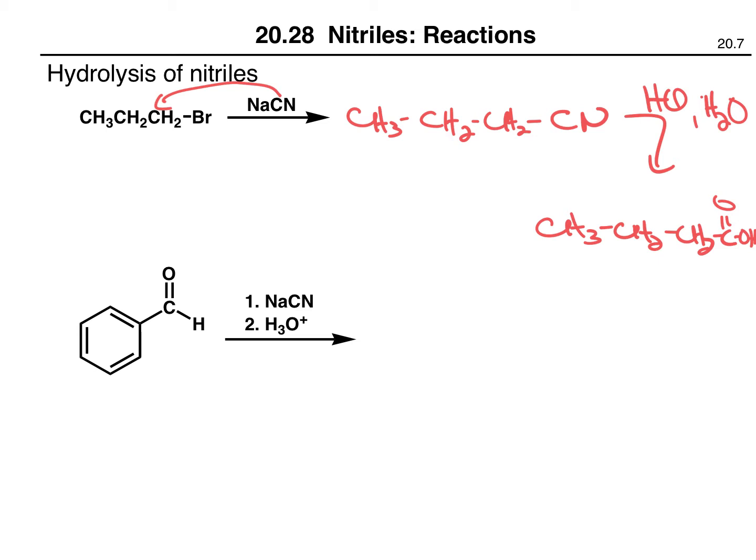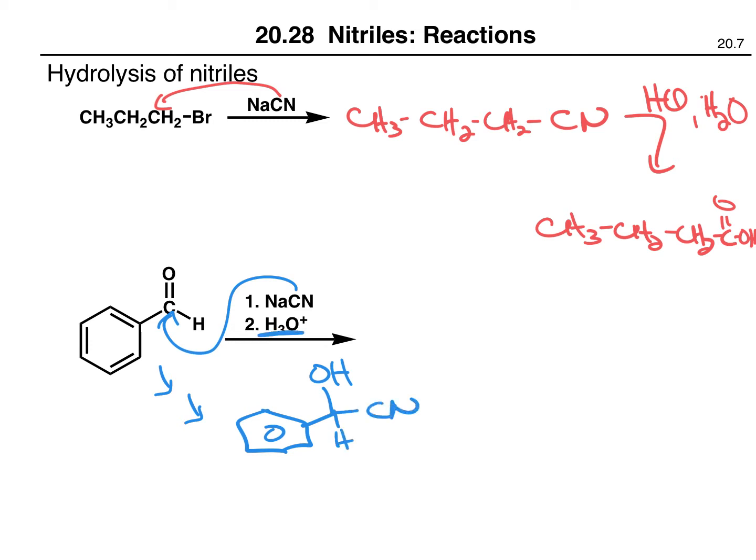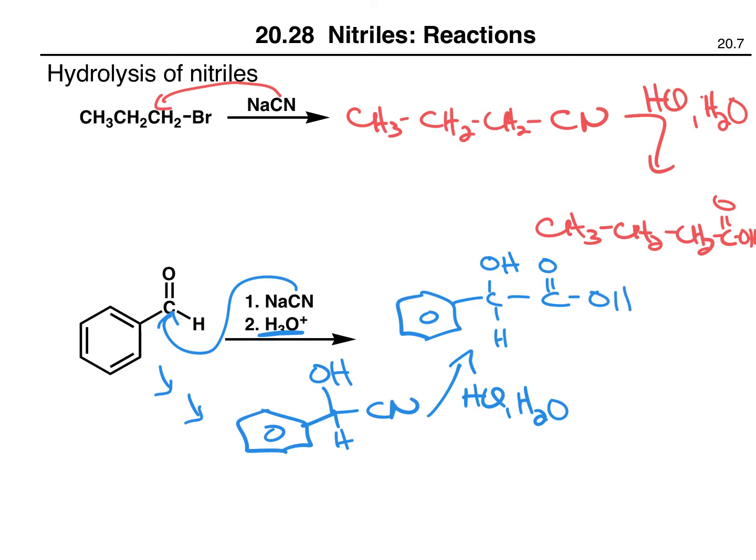Alternatively, if we make a cyanohydrin, keep in mind dilute acid will be sufficient to protonate the O-, and then more concentrated acid is required to convert the nitrile to a carboxylic acid. And in this case, we get an alpha hydroxy carboxylic acid.